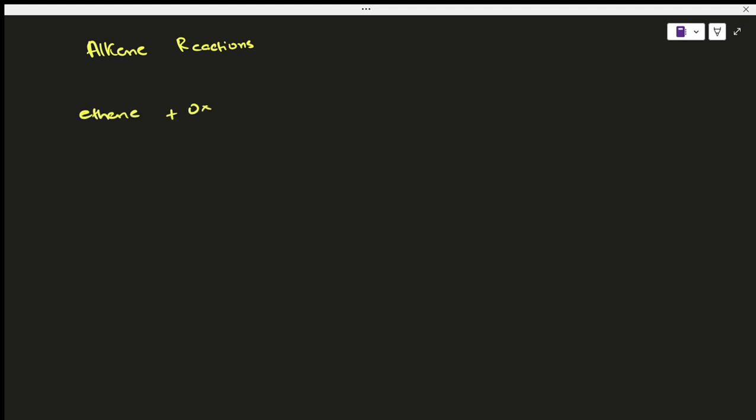So, let's talk about ethene first. Ethene reacts with oxygen, and it makes carbon dioxide plus water, right? What you need to know is that this oxygen needs to be in excess for this reaction to happen. It needs to be in excess to undergo complete combustion, else it's going to undergo incomplete combustion, right?